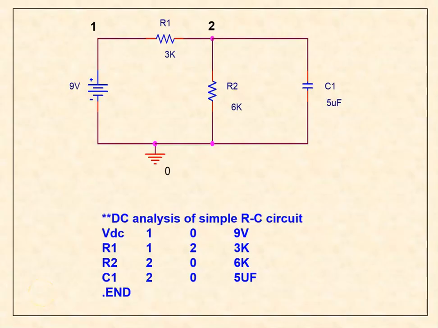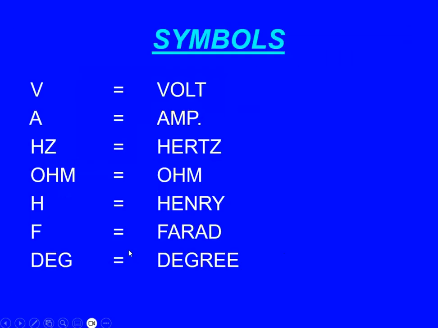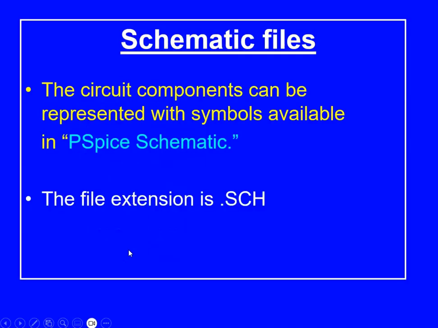In SPICE, either we can describe our circuit using a program like this, or we can give it as a schematic. That means we can directly draw our circuit in a workspace. Then that file will be saved as a SPICE schematic file, and the extension of that file is .sch.